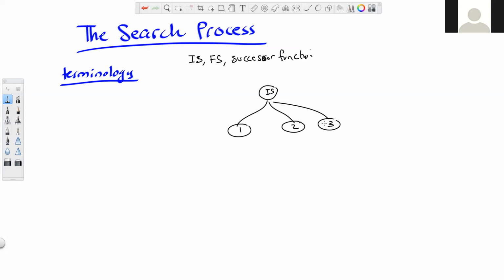What's next? What's next is I have to go and check whether one of these guys is the final state or goal state or not. So let me say I pick this guy. If it is, I'm done, and that's the solution. If it's not, I go ahead and generate its children. And let's say there's 4 of these, and let's go and mark them 4, 5, 6, 7.